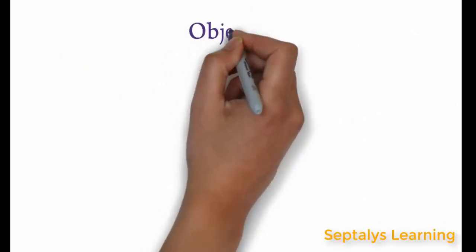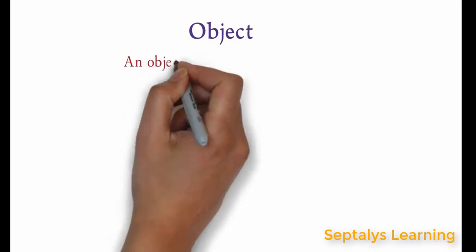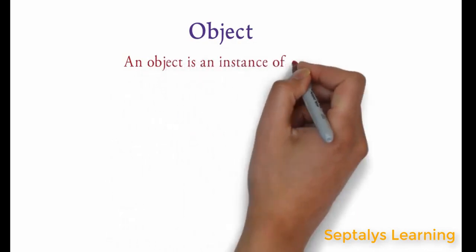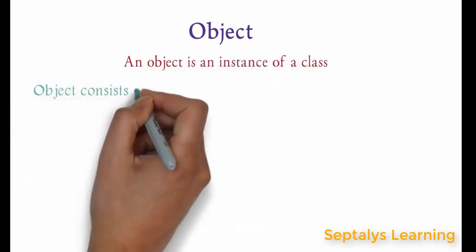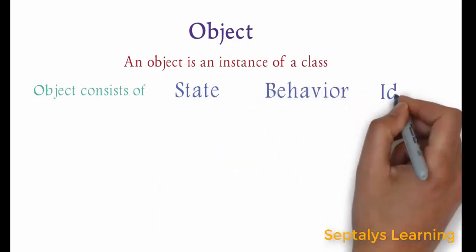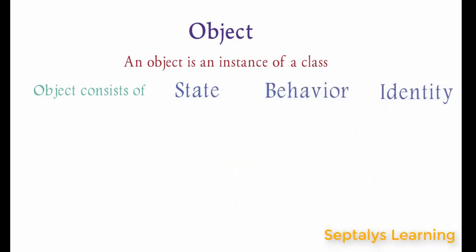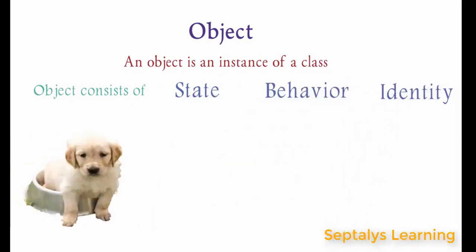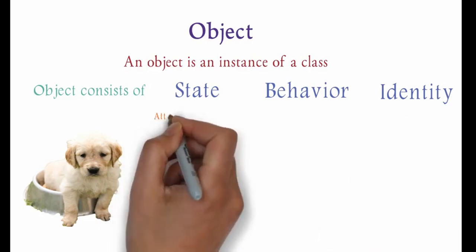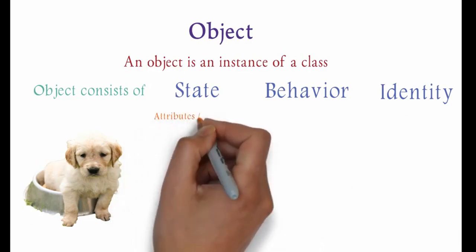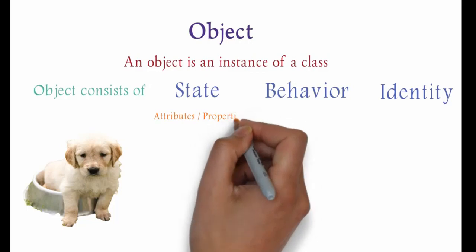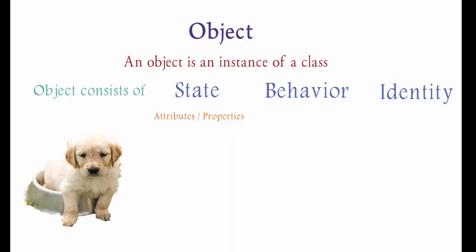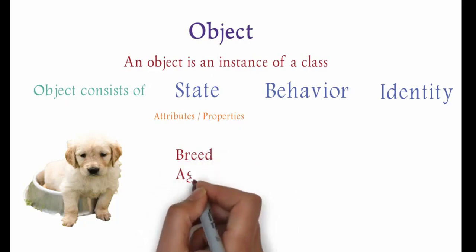Next concept is object. An object is an instance of a class. Object consists of state, behavior and identity. Example is dog. State is represented by attribute of an object. It also reflects the properties of an object. So state or attribute for dog will be breed, age, color.